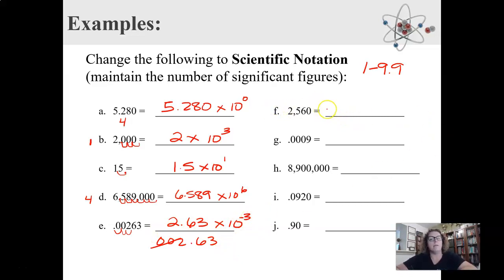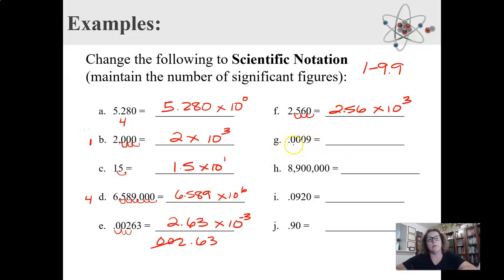Over here, letter F, I have a number 2,560. I don't have a decimal, so I'm going to start it at the end. So 1, 2, and 3. So I'm going to get 2.56. And this 0 was not significant because there was no decimal, so I'm just going to keep my 3 sig figs. And I moved it 3 places to the left, which means positive 3.